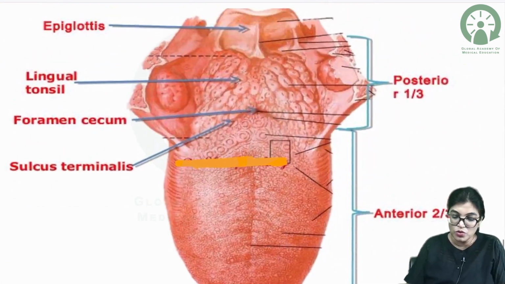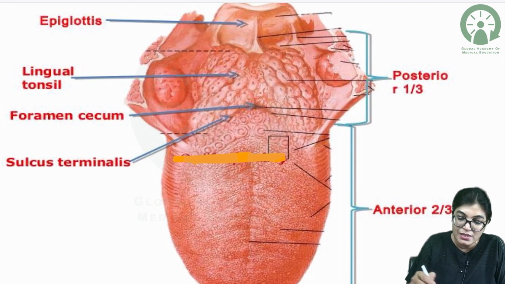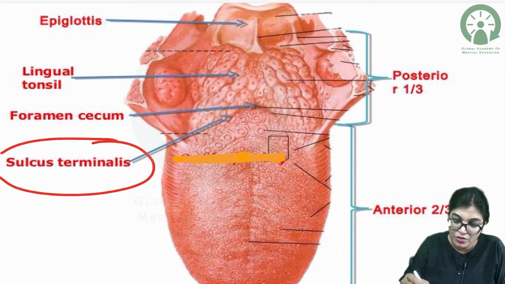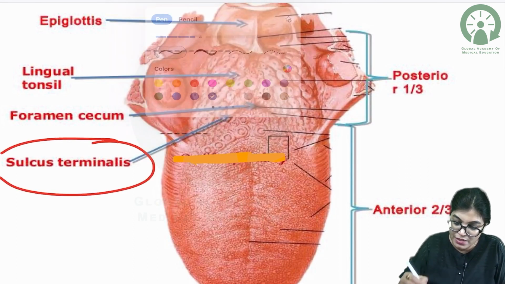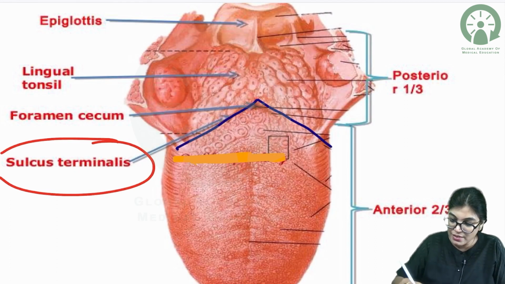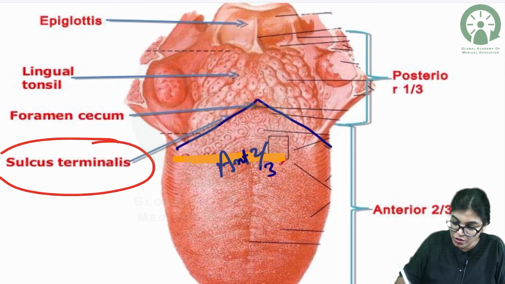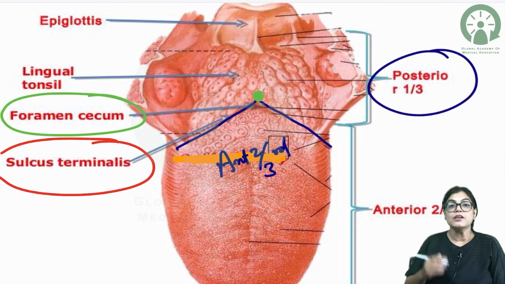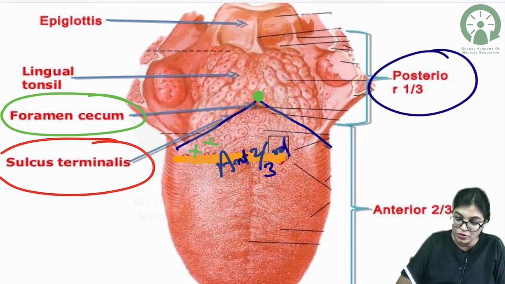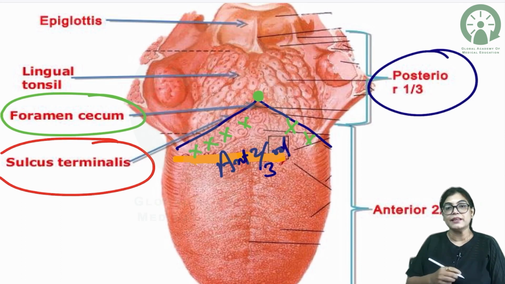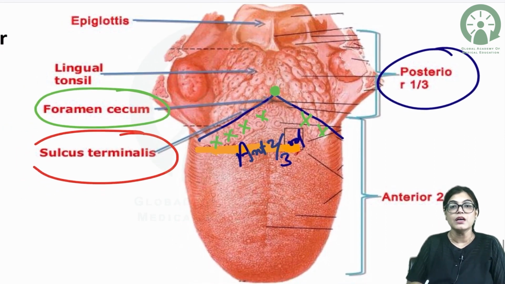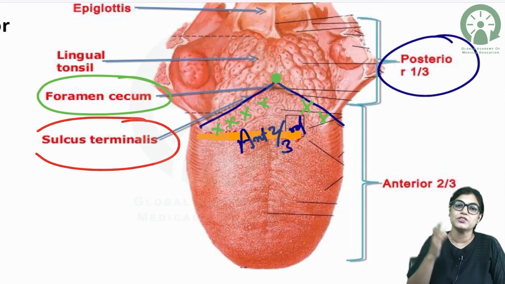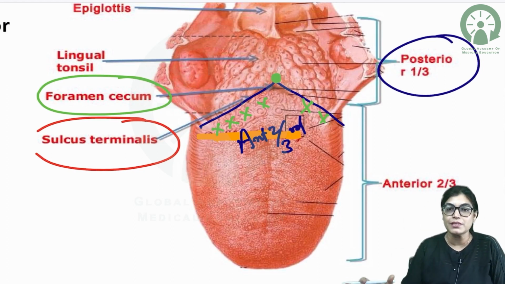So I again want to show you this image where you can see how the sulcus terminalis is dividing. This is the sulcus terminalis, which divides the tongue into the anterior 2/3 and posterior 1/3, and posteriorly it meets at the foramen cecum. So the ulcer is located anterior to this location, that means here, in the anterior 2/3 of the tongue, where general sensation is carried by the lingual nerve, and the lingual nerve is a branch of the mandibular division of the trigeminal nerve.